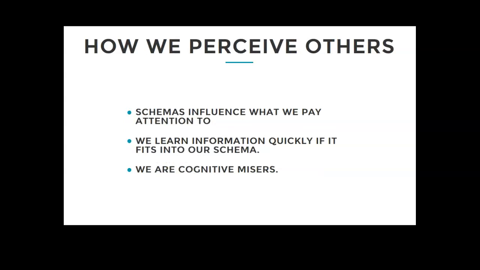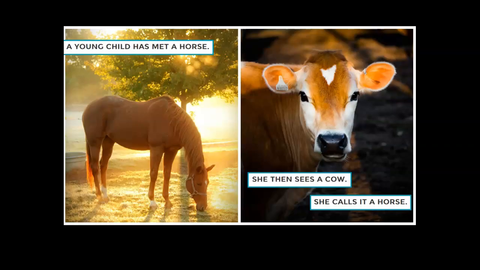Schemas influence what we pay attention to. We learn information quickly if it fits into our schema, but we tend to be cognitive misers. So once we start to have things that are outside of what our normal schema is, sometimes people will just straight out reject it because it doesn't fit with what they think should be. So let's say, maybe if some of you have a younger sibling or kids, you've maybe seen this, a younger child has met a horse and then they see a cow. And she says, "Oh, look, it's a horse."